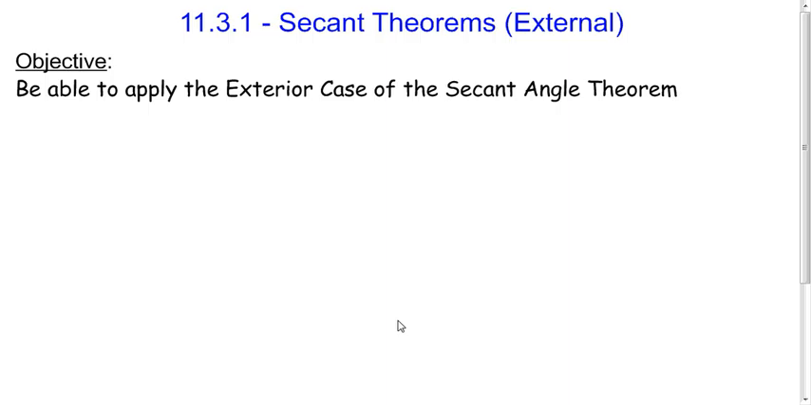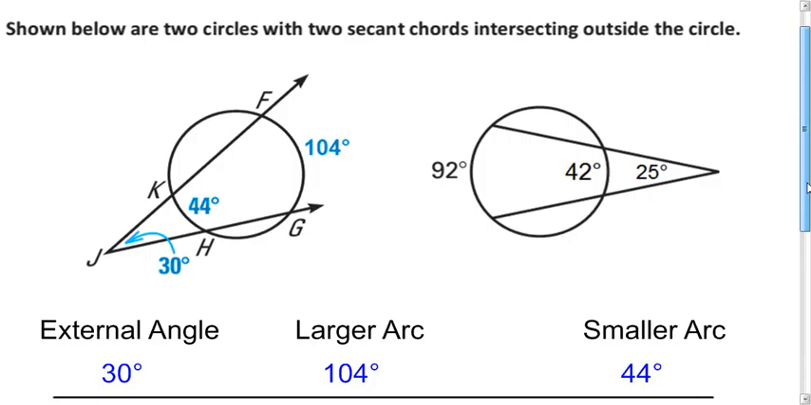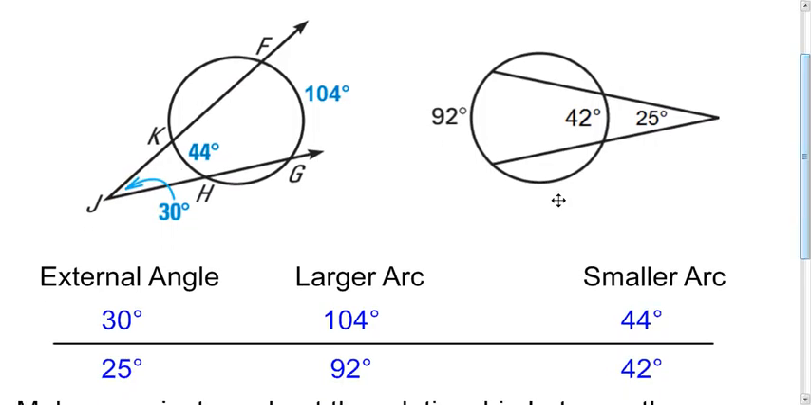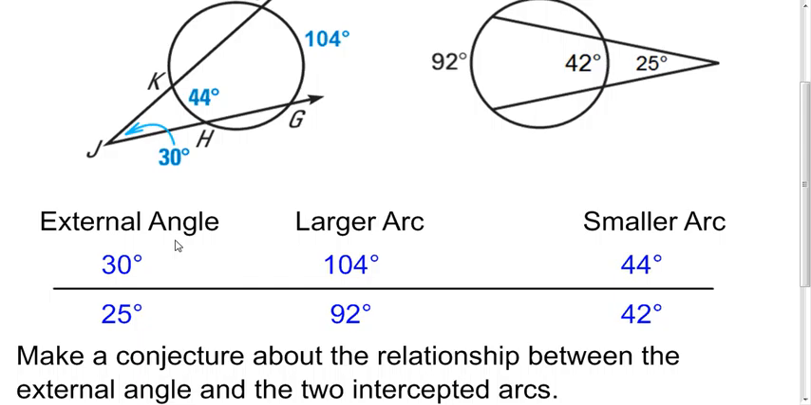Hello class. In this lesson, we're going to learn about the exterior case for the secant angle theorem. So here we have secants that intersect outside of the circles, and we have the measurements of the external angles labeled along with the arc measurements, the intercepted arcs. And what do you notice about those measurements? What do you think the relationship is between the external angle, the larger arc, and the smaller arc?